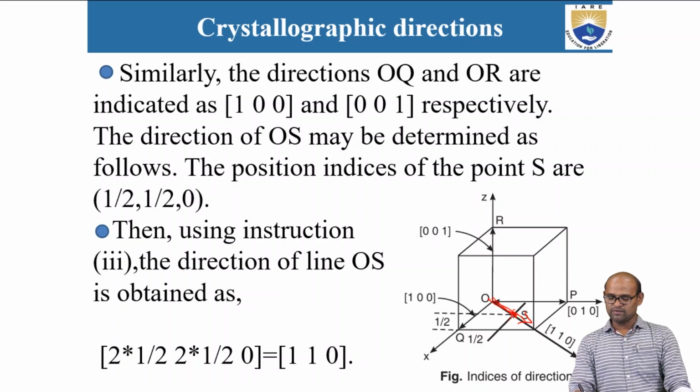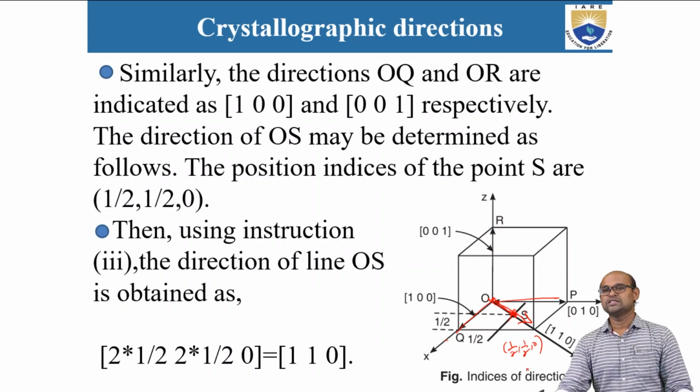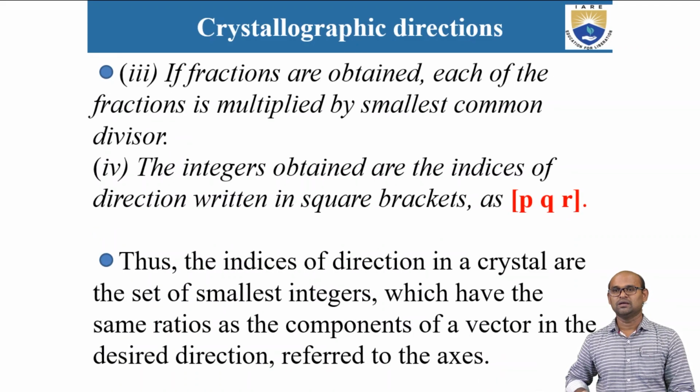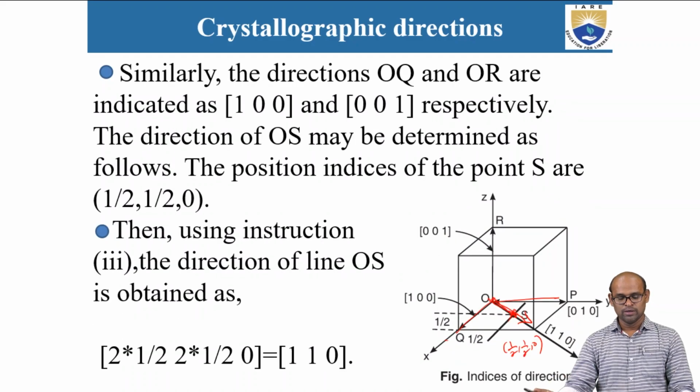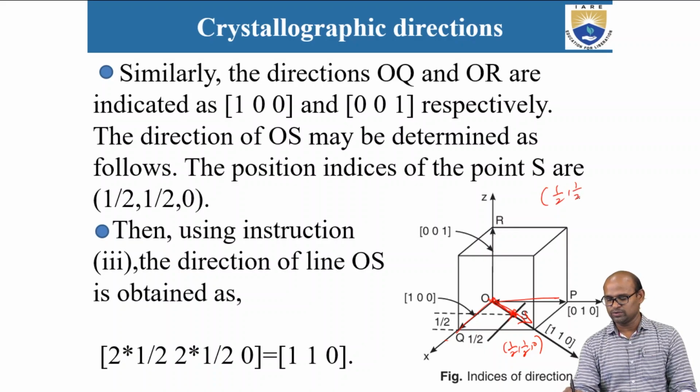Okay, so the index of this point we can write. So this point is in the center of the xy plane. So this is 1, so it is in the center, and this is 1, but it is in the center, so that is the xy plane. So 1 by 2 comma 1 by 2 comma 0. Okay, so then using instruction 3, if there are any fractions obtained, multiply with the least common divisor. The direction of line OS is obtained as follows: we have 1 by 2, 1 by 2, so you need to multiply it with 2. So first we have 1 by 2 comma 1 by 2 comma 0. So this is the OS direction.